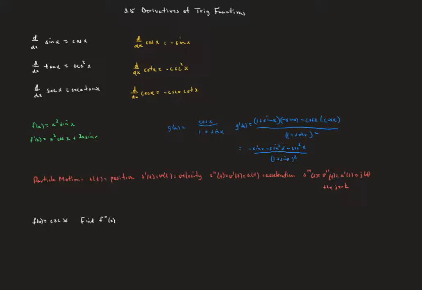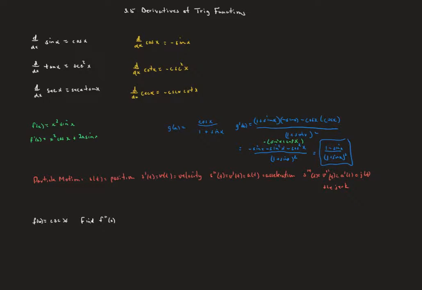If you squint at that numerator a little bit, you can see that you can actually factor a negative out of that minus sine squared minus cosine squared, which will leave us with our favorite trig identity, sine squared plus cosine squared, which is just 1. So that will make that 1 minus sine x all over 1 plus sine x squared. And we better stop there.